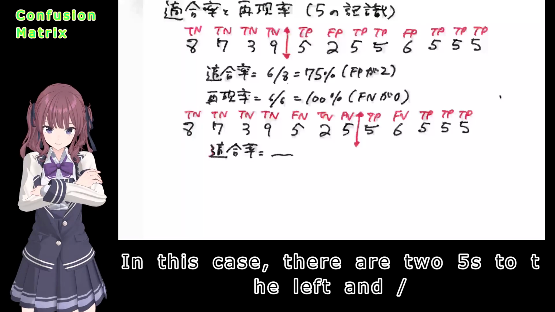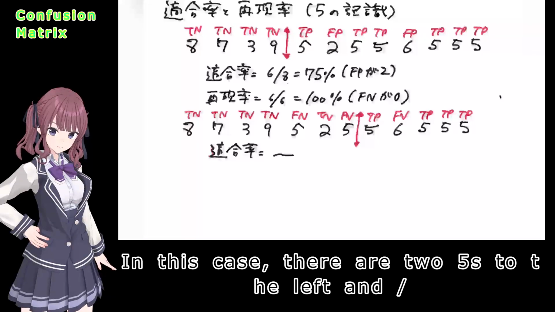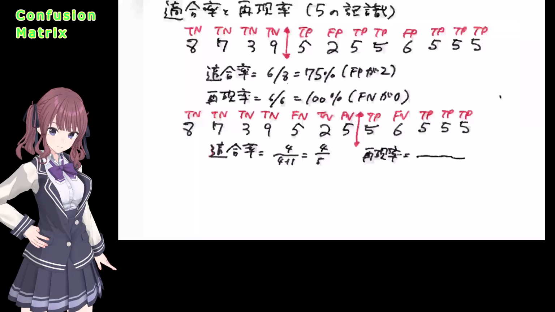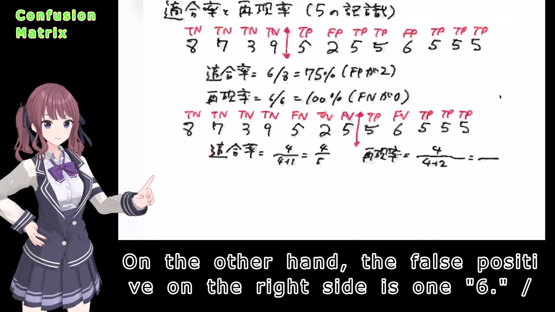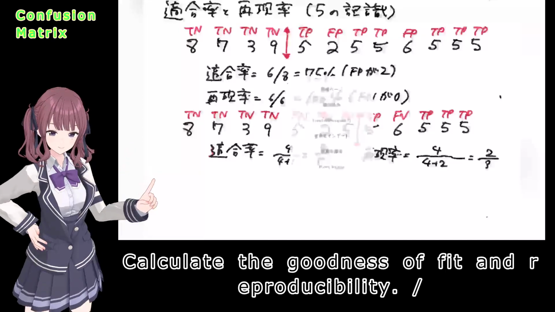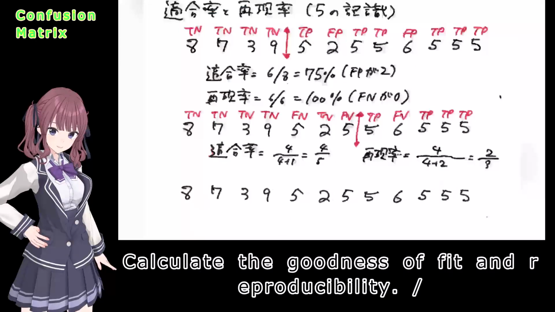In this case, there are 2 5s to the left, and this is a case of mistakenly identifying it as not a 5. On the other hand, the false positive on the right side is 1/6. Calculate the goodness of fit and reproducibility.